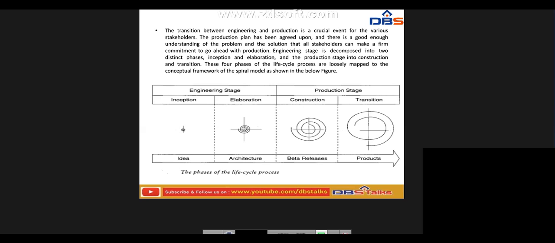So we have to divide into four phases: inception, elaboration, construction and transition. The engineering and production stages depend on two parts each. Inception and elaboration form the engineering stage; construction and transition are the production stage. So inception is an idea, elaboration is architecture, construction is the beta release, and transition is the product. This is the life cycle of the four phases.